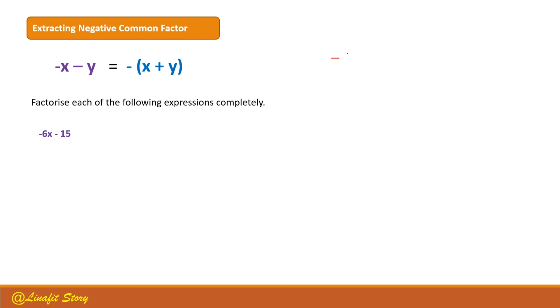Now expand this expression, negative open bracket x plus y. Negative times positive x is negative x. Negative times positive y is negative y. So, negative x minus y is equal to negative open bracket x plus y close bracket. So here, factor out negative 1 and then change sign.